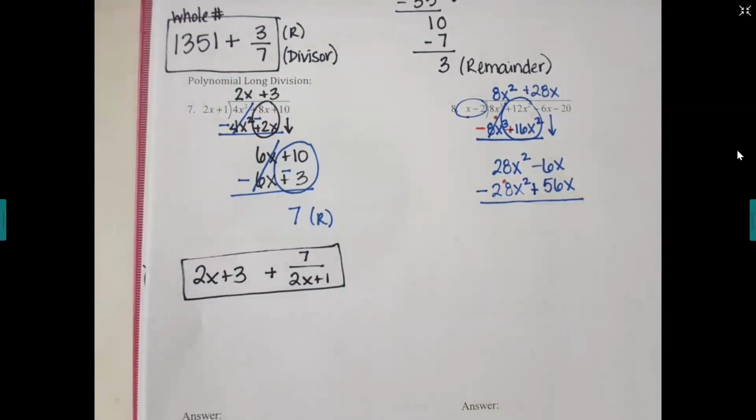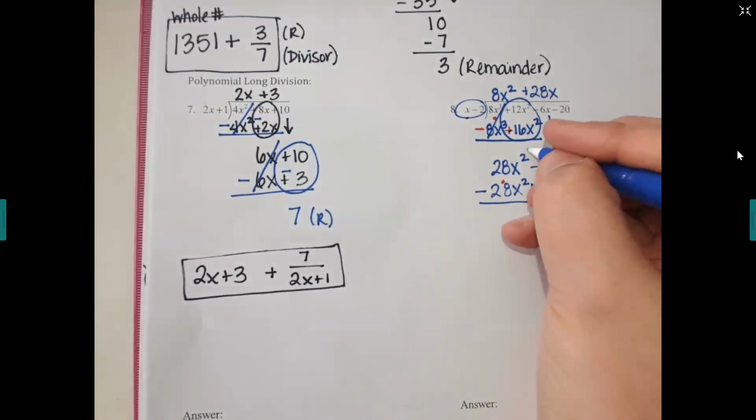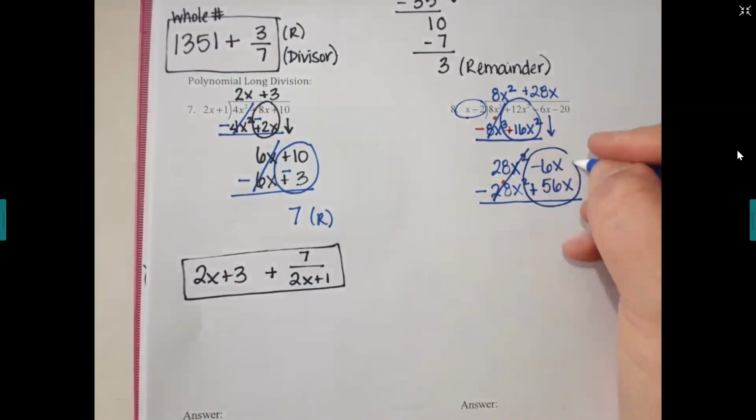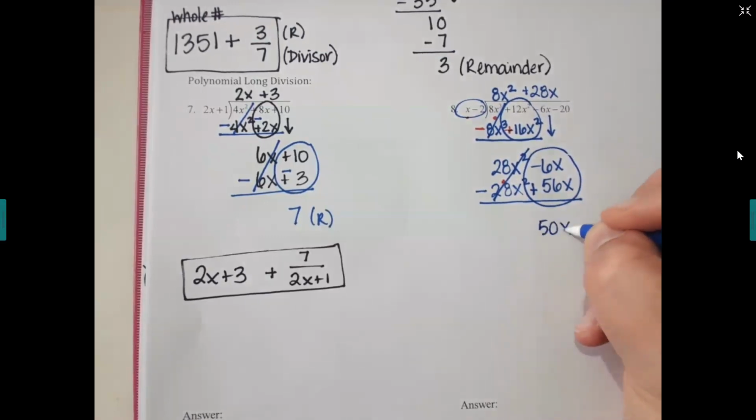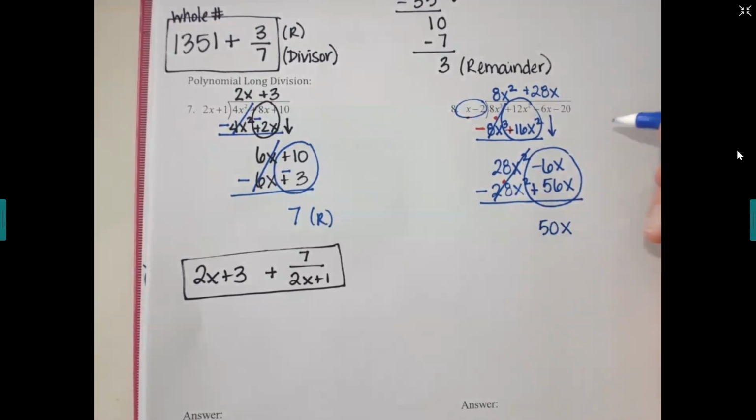Front two, what's gonna happen every time? Cancel them out. And then in my next row, I have a -6 and a positive 56. That's gonna be a 50x. Very good. Am I done? Carry down what? Minus 20.